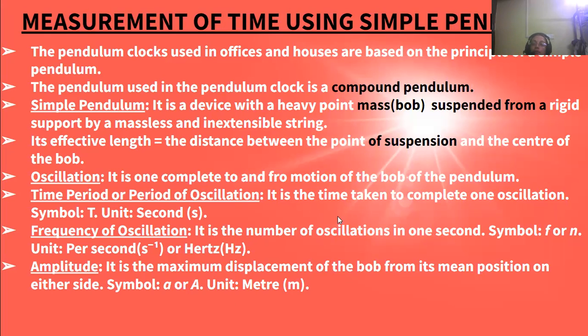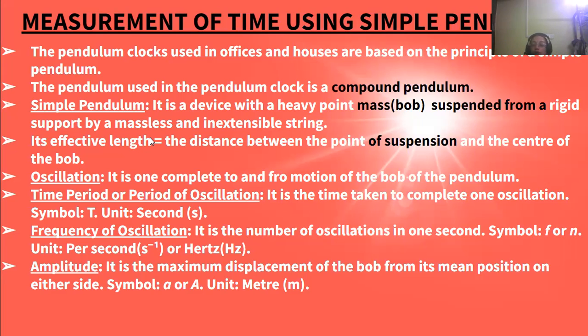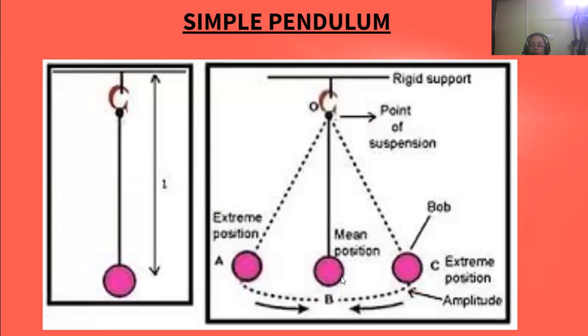Now we come to oscillations. What is an oscillation? It is one complete to and fro motion of the bob of the pendulum. That means from B to A, again A to B, B to C, and again C to B. So that makes one complete oscillation of the bob.